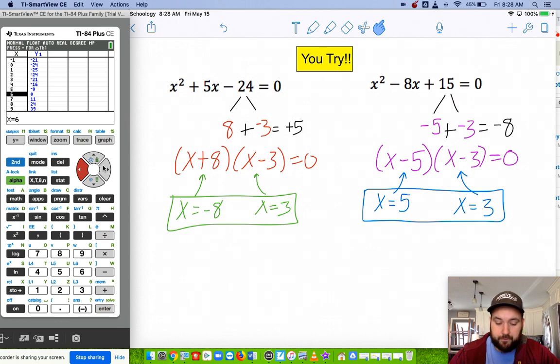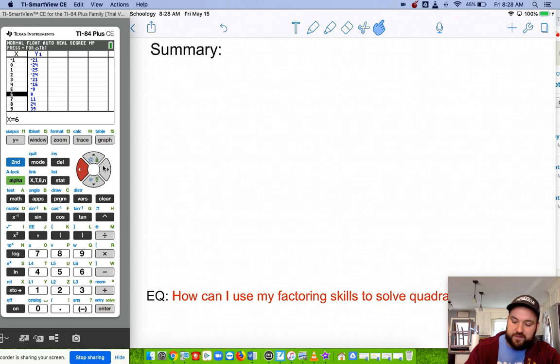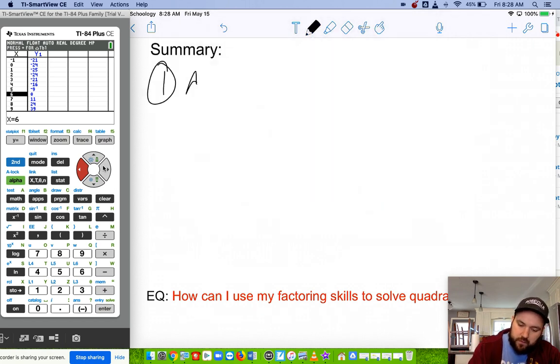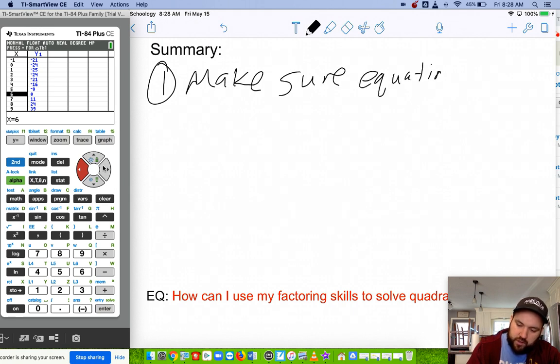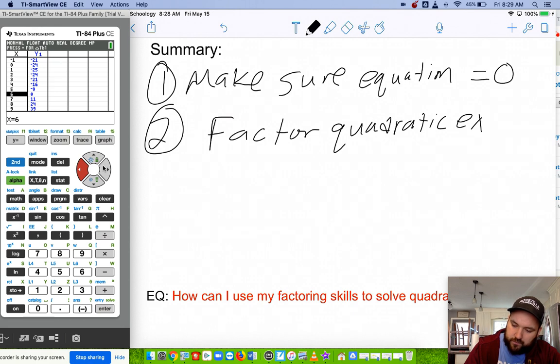We did it. We're doing it. Almost there. So how can I use my factoring skills to solve quadratic equations? First of all, we need to make sure the equation is equal to 0. Factor the quadratic expression. That's a lot of mathy terms. Just factor the other side.